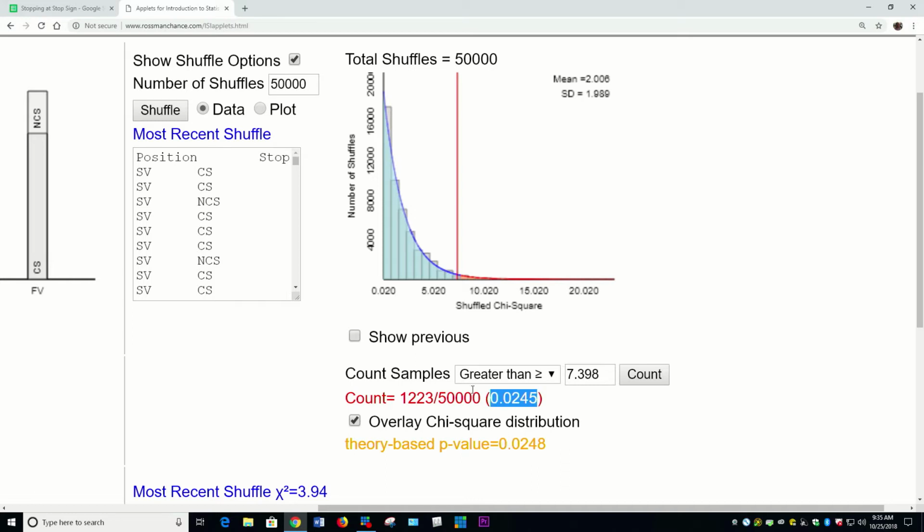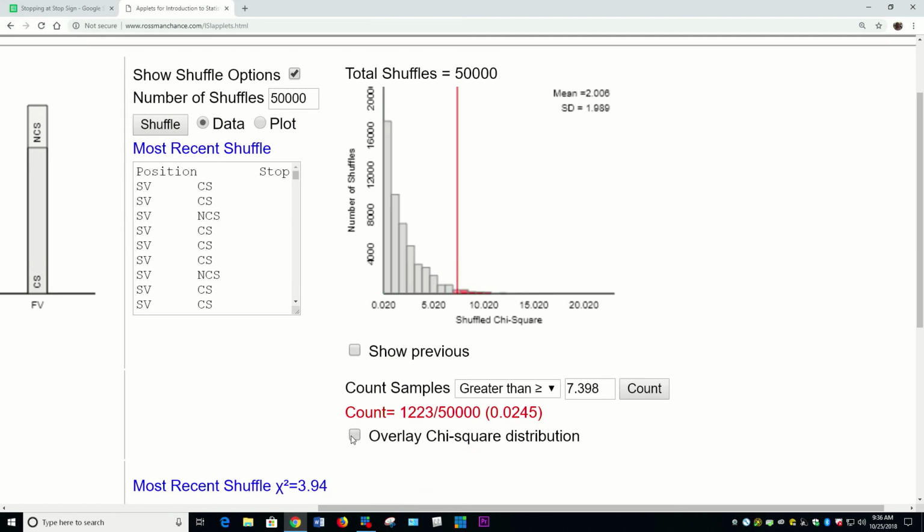And the more shuffles we do, we should see this number get closer and closer to the theoretical value. So if we just kept doing thousands and thousands of more shuffles, we're going to see maybe this last digit change a little bit, but it should get closer to 8. So this is sort of the limit of what happens with infinitely many shuffles. And that's all you need for a theory-based approach, is just to click on this overlay the chi-squared distribution.